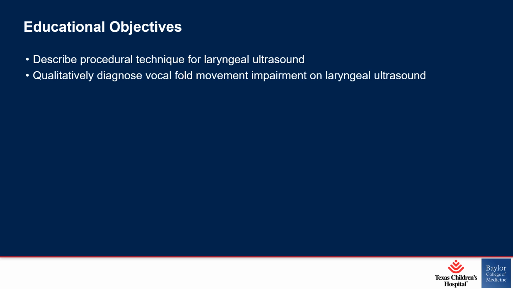The objectives of this module are: 1. To describe the procedural technique for laryngeal ultrasound. 2. To qualitatively diagnose vocal fold movement impairment on laryngeal ultrasound. And 3. To measure vocal fold-arytenoid angles on laryngeal ultrasound.